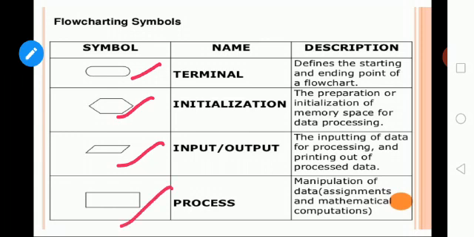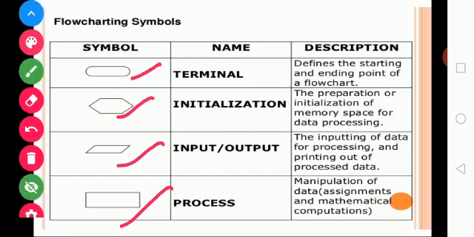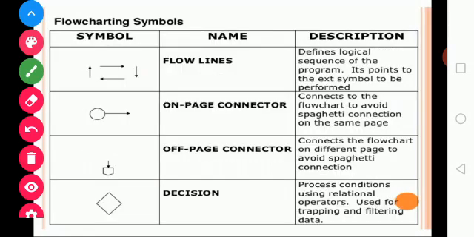Then this one, the rectangle. It is used for process. What process did we do in that algorithm? Do you remember? Adding is the process, isn't it? So for that adding, we need this rectangular box. Okay, do you understand? Next, some more symbols.